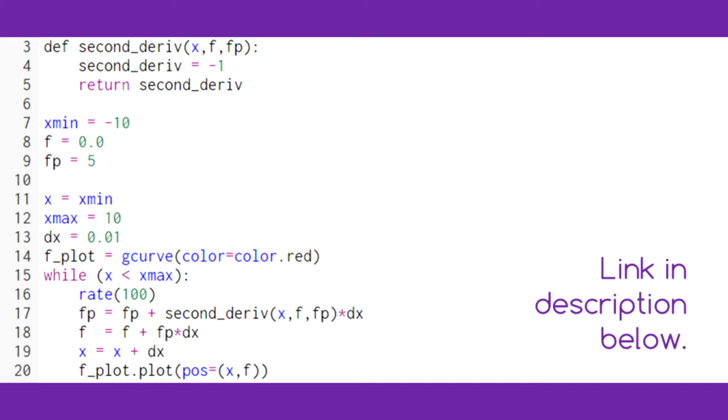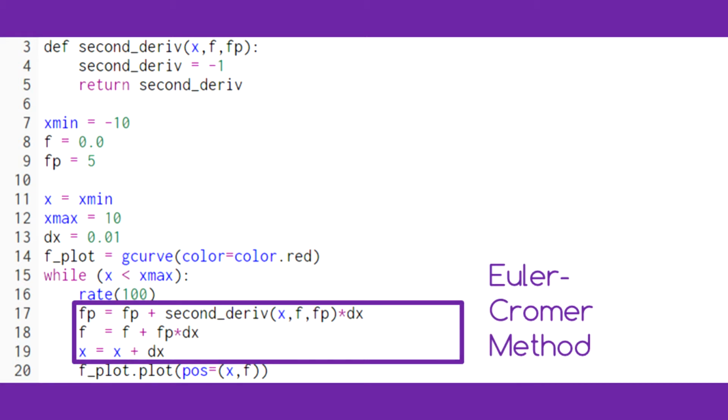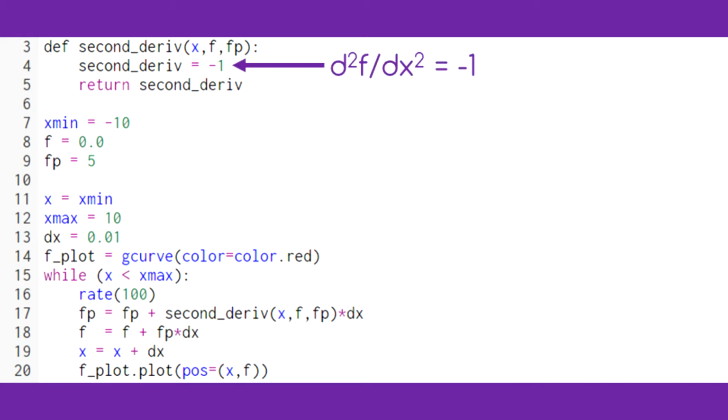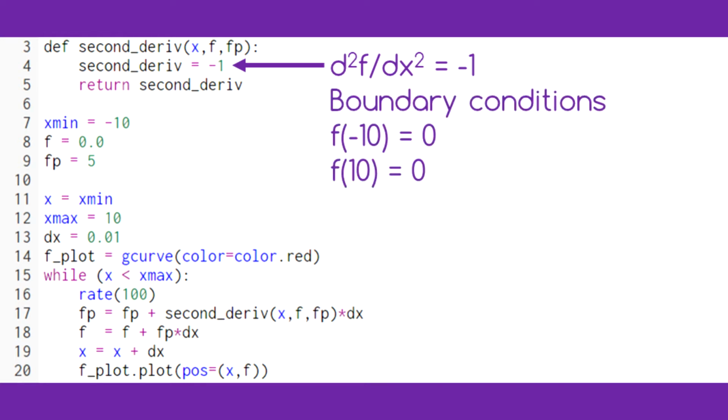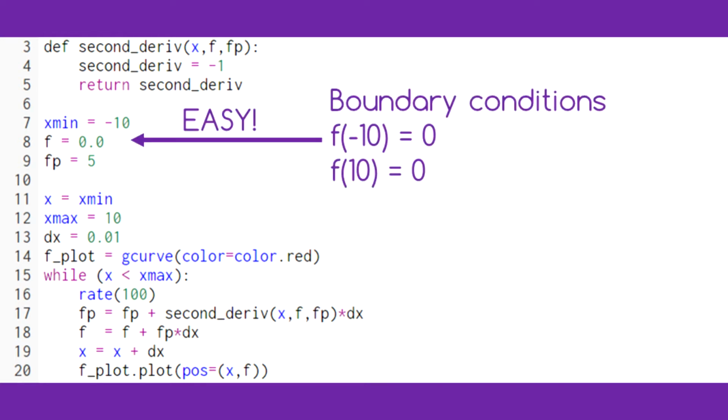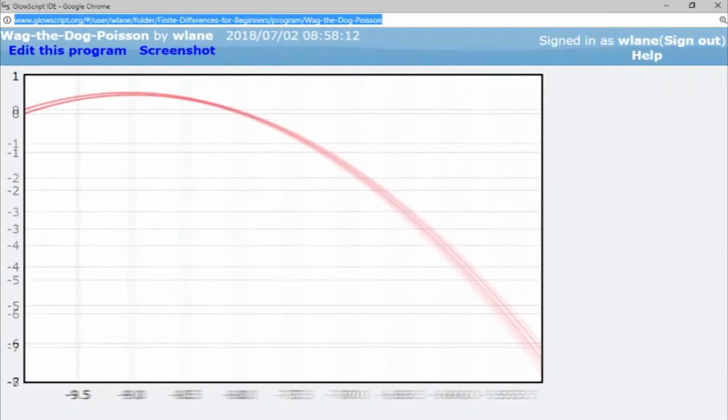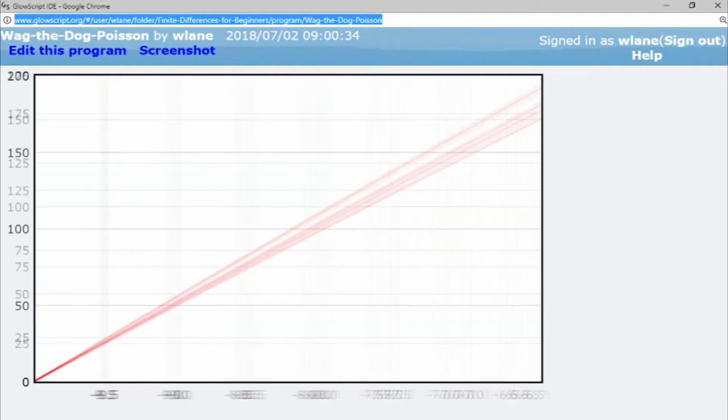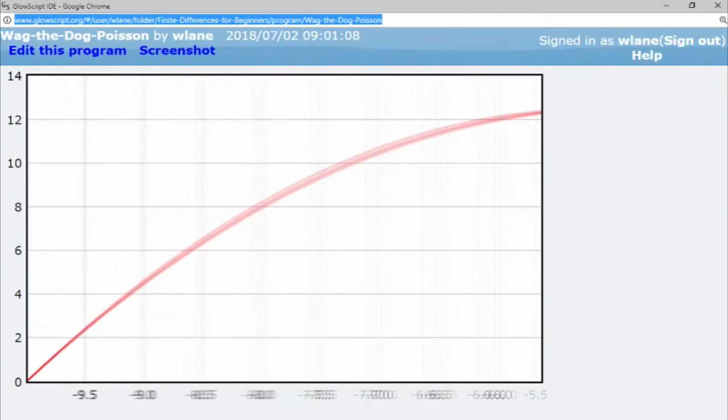In this code, which is available in a link in the description below, we're attempting to use the Euler-Cromer method to solve the simple differential equation d squared f dx squared equals -1 for the boundary conditions on the screen. The first boundary condition is easy to meet just by setting the initial value of f. But the second boundary condition, on the other side of the region, requires us to guess and correct the initial value of f prime. This requires several attempts trying to hone in on the appropriate initial value of f prime.